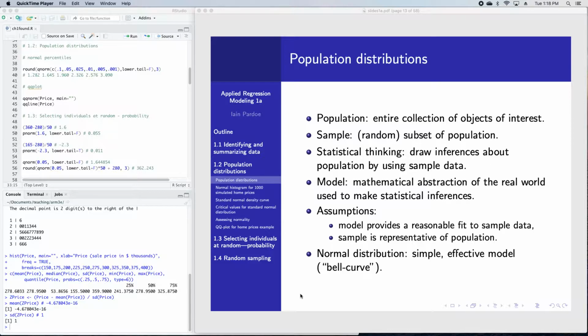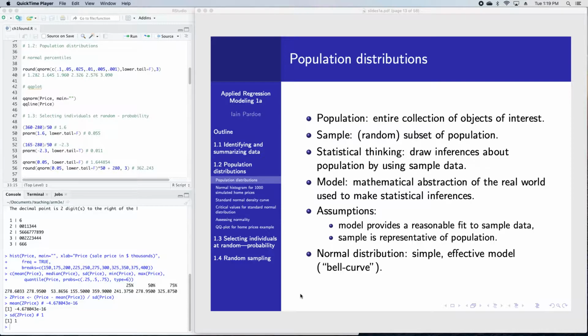And the connection between the sample and the population, that connecting piece is the model. And the model we can think of as a mathematical abstraction of the real world that we use to make statistical inferences. So there's a couple of assumptions that we need to make this whole statistical thinking work. One of these assumptions is that the model provides a reasonable fit to the sample data, and then the other assumption is that the sample is representative of the population. And so that's why we like to have the sample be a random subset of the population, so that it is representative.